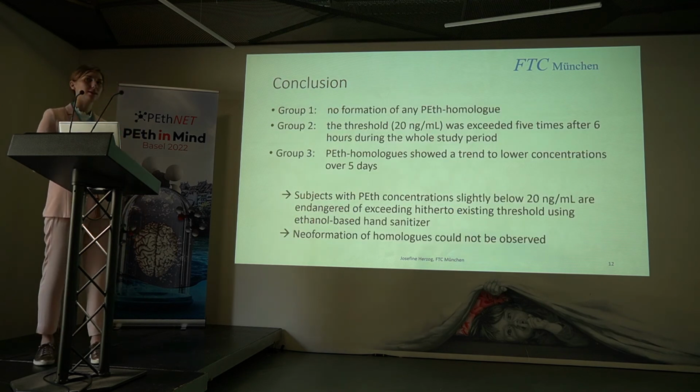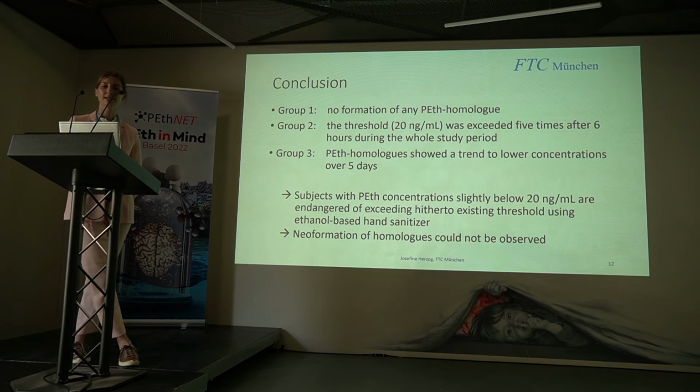To summarize all the gathered information, there was group 1 with initial negative results in both PEth and ETG, and there was no formation of any PEth homologue observed. In group 2, where their initial PEth concentration was between 10 and 20 nanogram per milliliter, the threshold of 20 nanogram per milliliter was exceeded 5 times by both volunteers in total after the 6 hours during the whole study period. In group 3, 6 of 7 PEth homologues showed a trend to lower concentration over 5 days, and no homologue increased their concentration. To conclude, subjects with PEth concentration slightly below 20 nanogram per milliliter are endangered of exceeding the hitherto existing threshold using the ethanol-based hand sanitizer, and moreover, no new formation of homologues could be observed. I'm happy to take any questions.